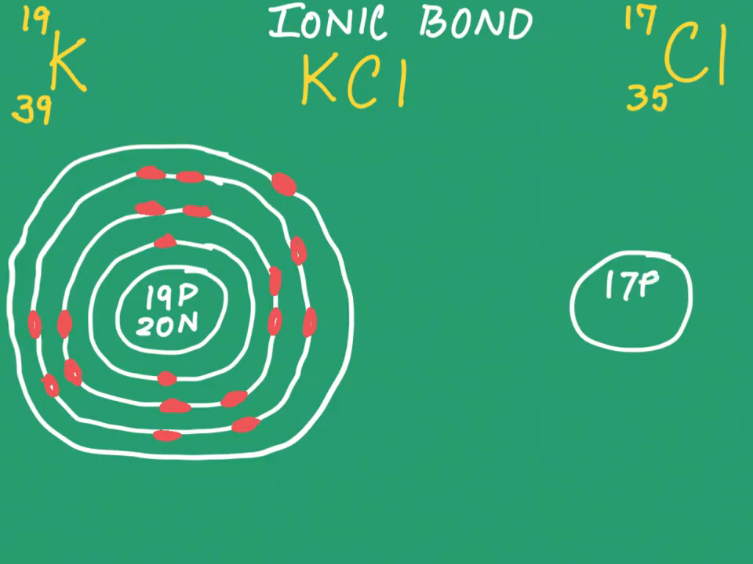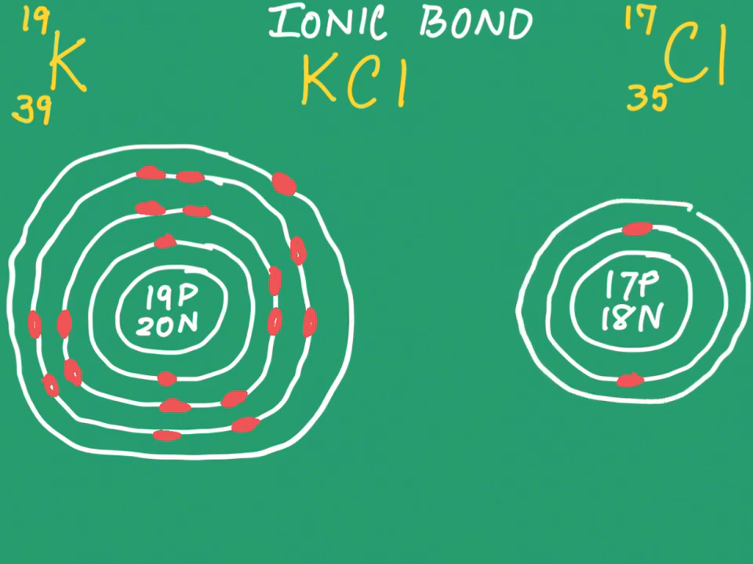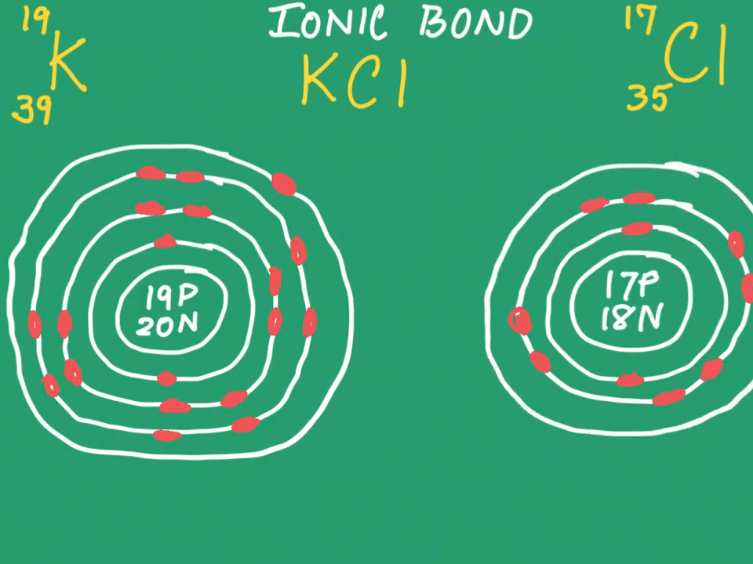Chlorine, as we did earlier, has 17 protons and 18 neutrons. The inner shell contains 2 electrons. The next shell will contain 8. So 2 plus 8 is 10. So we need 7 more electrons on the outer shell. If chlorine receives 1 more electron, then its shell will be filled. So the potassium is going to donate an electron to chlorine, as we saw earlier with the sodium.